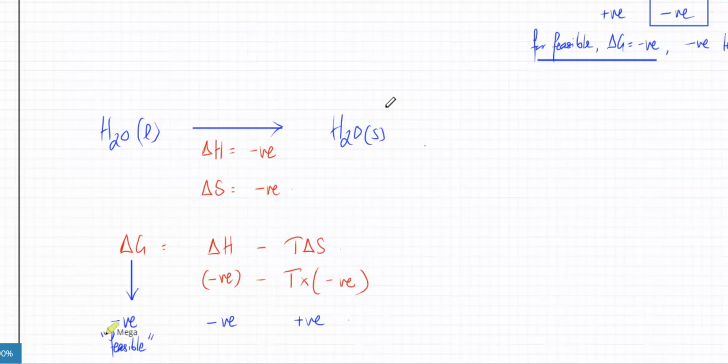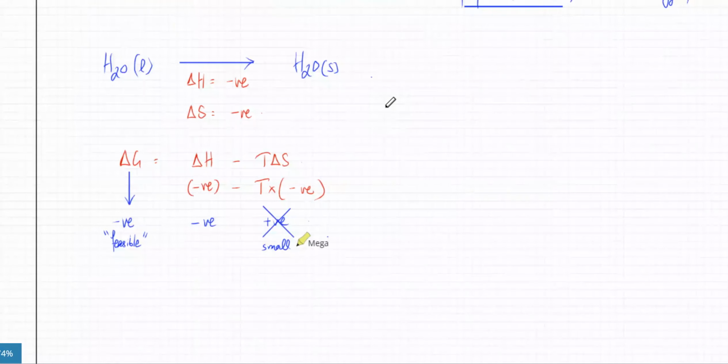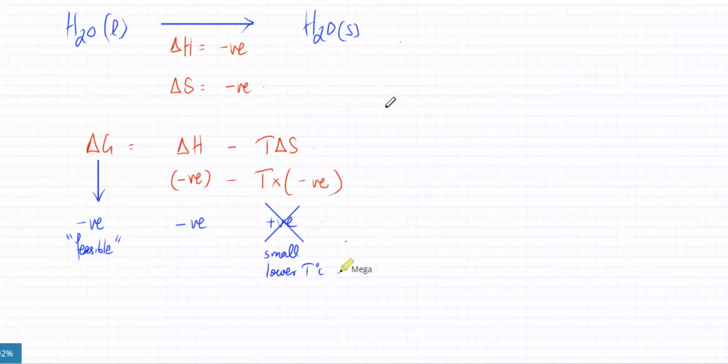Lower temperature. Because if I use a lower temperature, then this term becomes smaller in size, and I want to keep it as small as possible. To keep it as small as possible, I'll use a lower temperature for this reaction. Is this clear? Yes, sir.